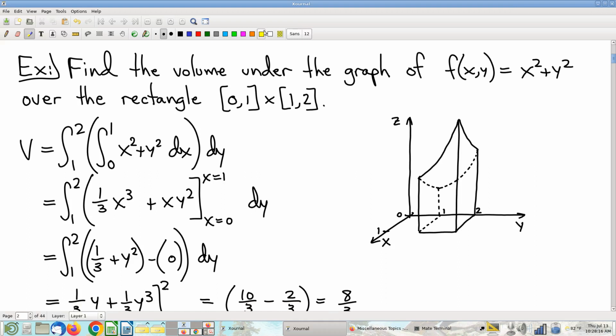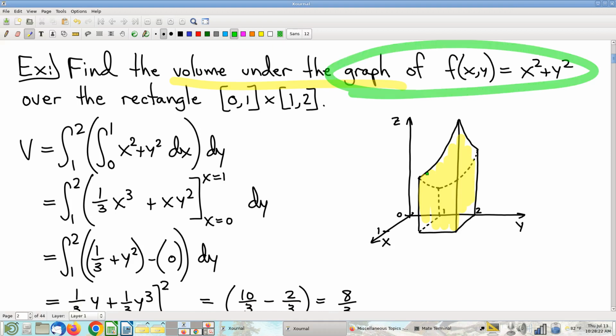Okay, now let's get our hands dirty. The question here: let's find the volume under the graph. So we're going to try to compute this volume. The graph in particular is of a given function. That's what we're computing the volume under, sitting over this rectangle right here. And so this is a question that is exactly right down the pipe of what we just figured out how to do. So we're going to compute this volume. We're going to use the formula we just derived.